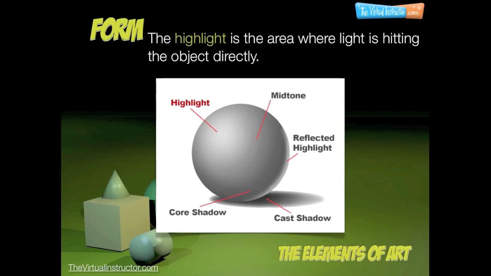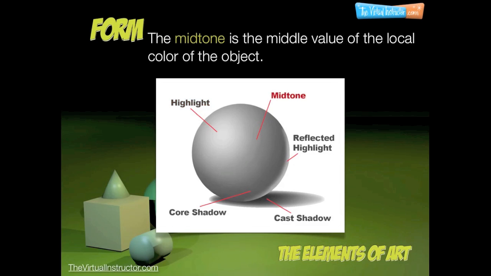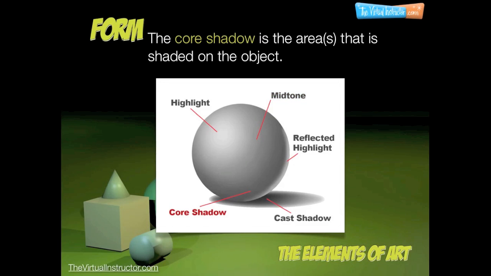The highlight is the area where light is hitting the object directly. The highlight is usually represented by the lightest value of the local color. The midtone is the middle value of the local color on the object. The core shadow is the area that is shaded on the object. It is usually represented by a darker value of the local color.